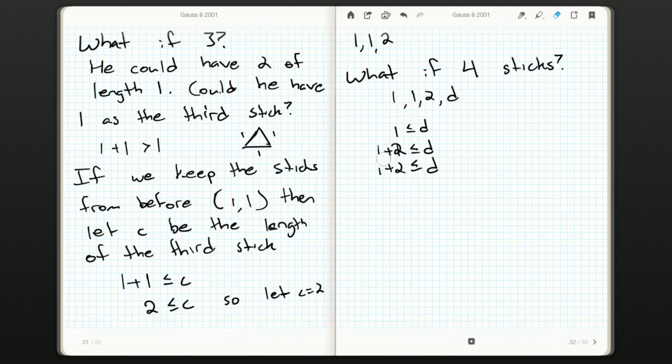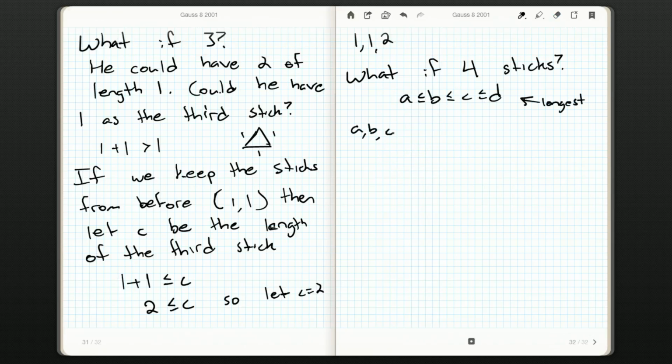Here, let me explain this a little better. Let's say that he had sticks of length A less than or equal to B, less than or equal to C, less than or equal to D. We can always order his sticks. D is the longest. Okay? We know that ABC cannot be a triangle.